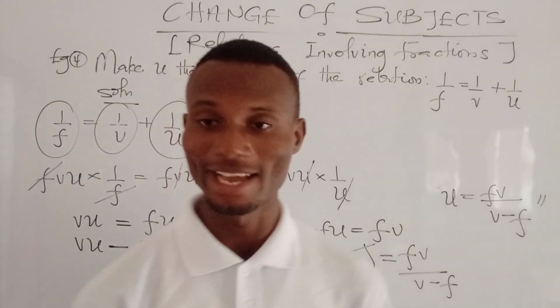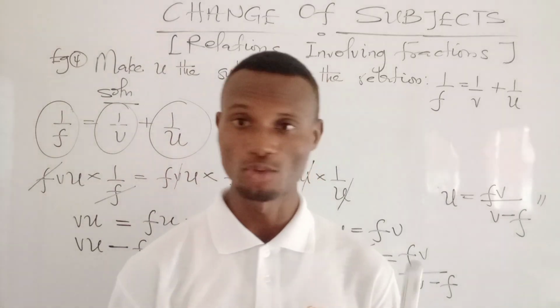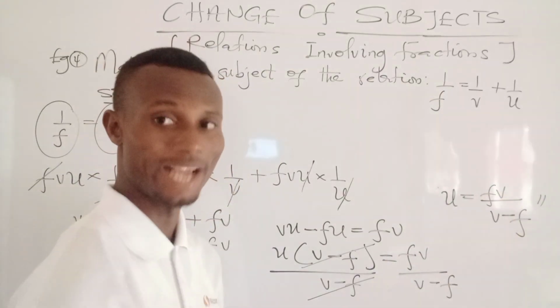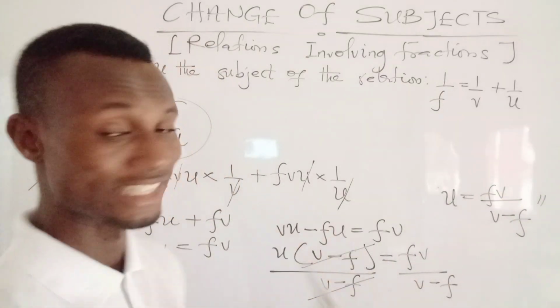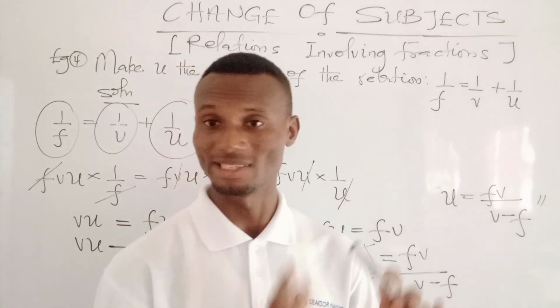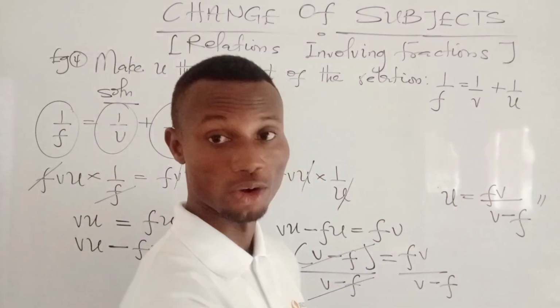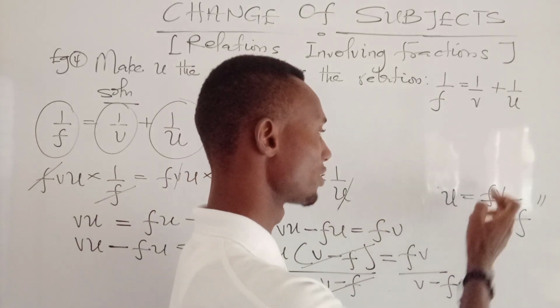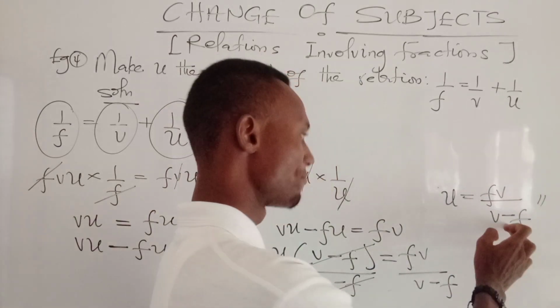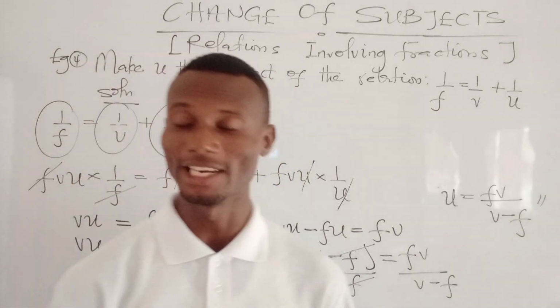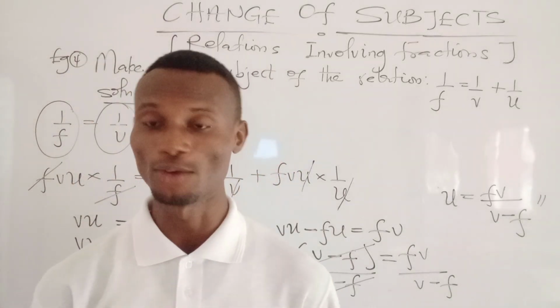I hope the explanation was clear enough and you understood it as well. You can see that U is standing alone. I explained to you that to make U the subject means that U needs to stand alone in the given equation, and we can see that U is standing alone. So we have U equals FV all over V minus F, and that is the final answer for making U the subject from the given equation.